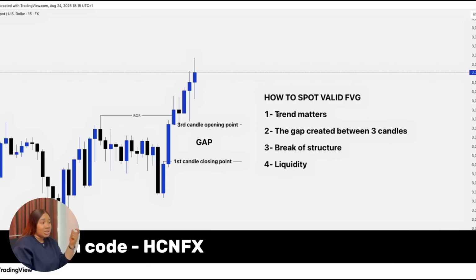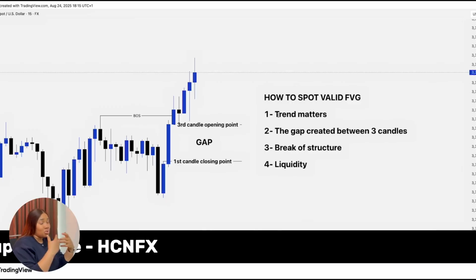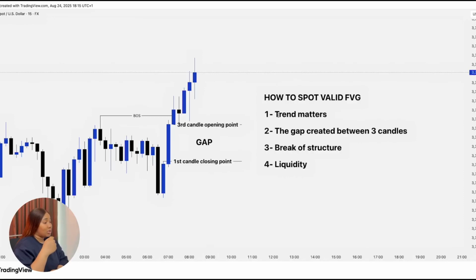Now, number 1, the trend matters. It is important you also pay attention to the trend, just like I stated when we were talking about order block, because the probability of your trades playing out when you are sticking to the trend is higher than when you are going against the trend. And for fair value gap, it happens when the momentum is very high, and when the gap happens, price can just come back, tap in, and keep moving.